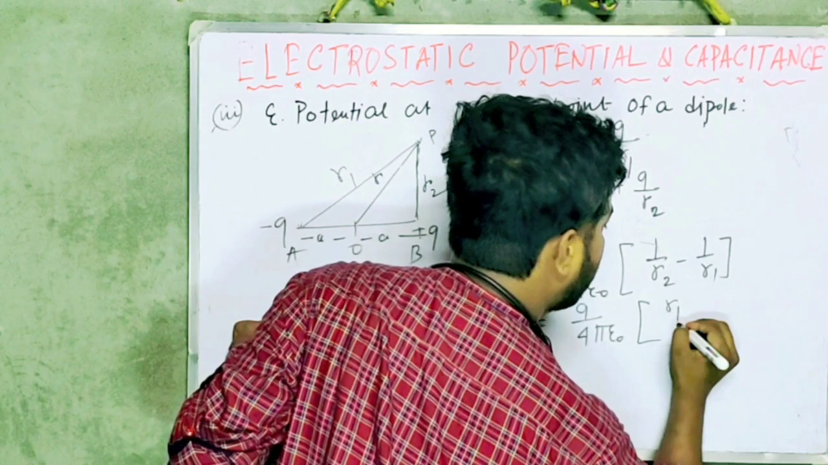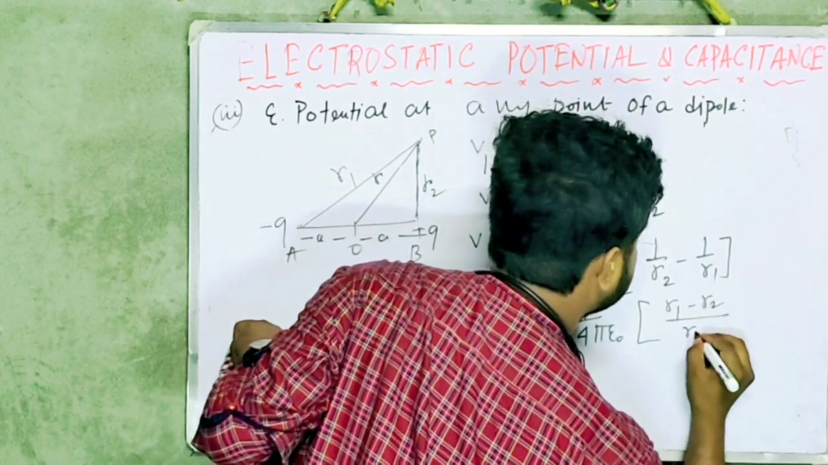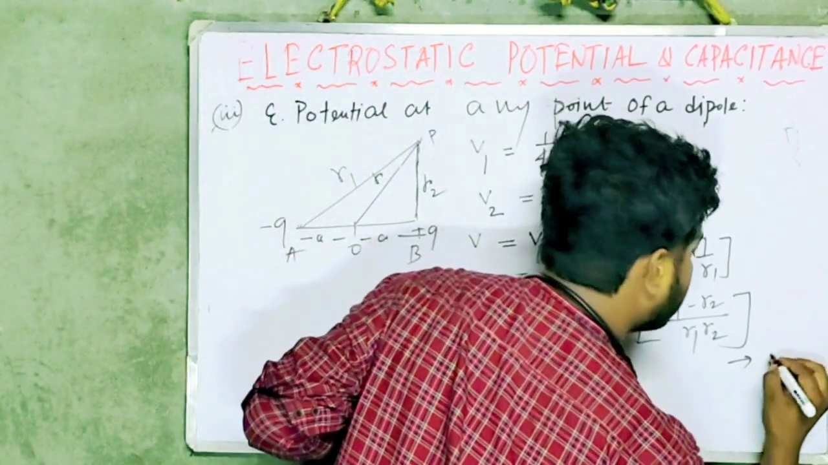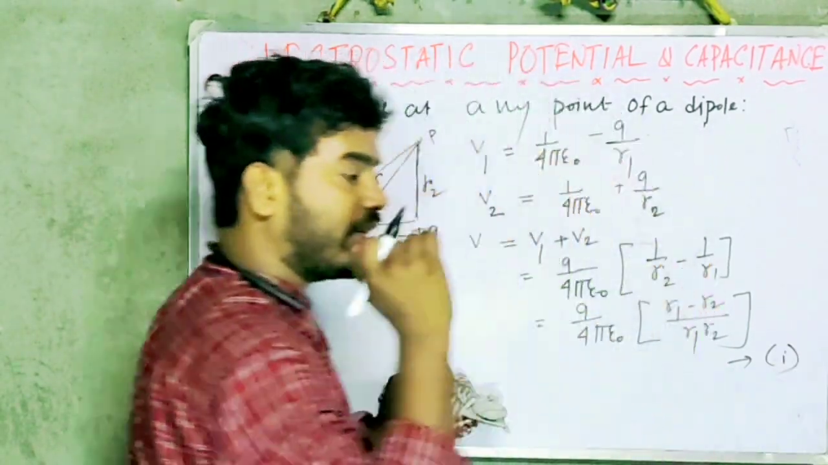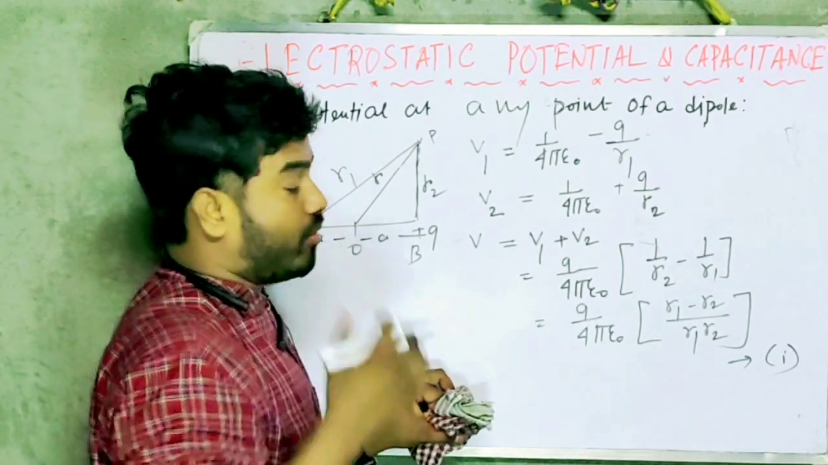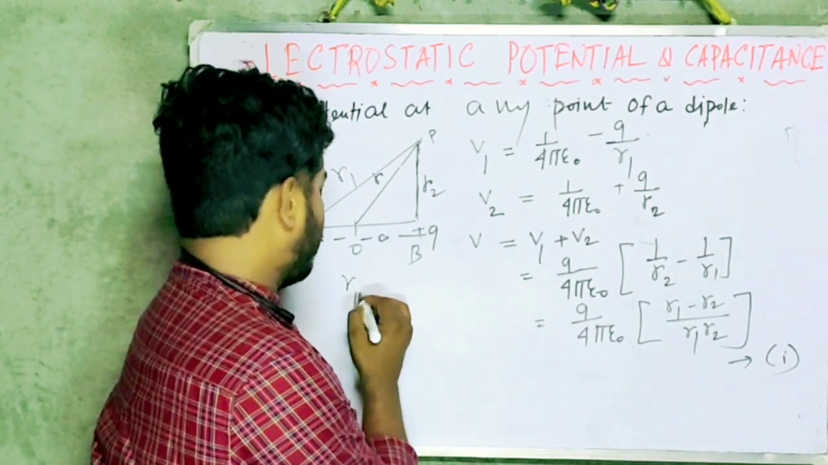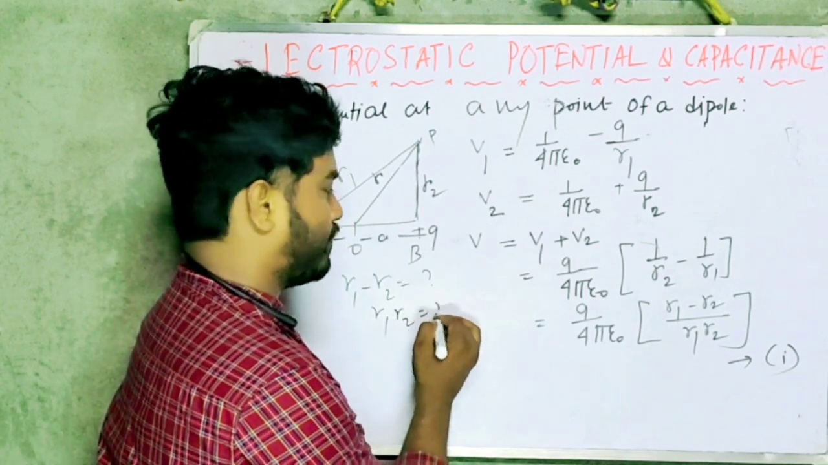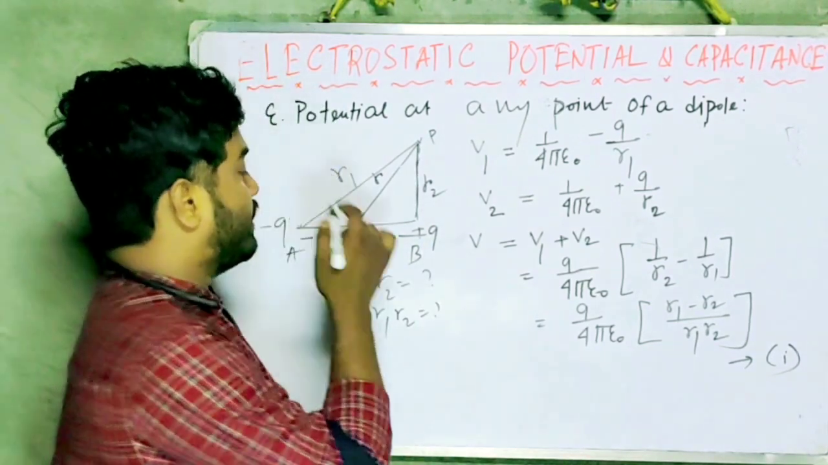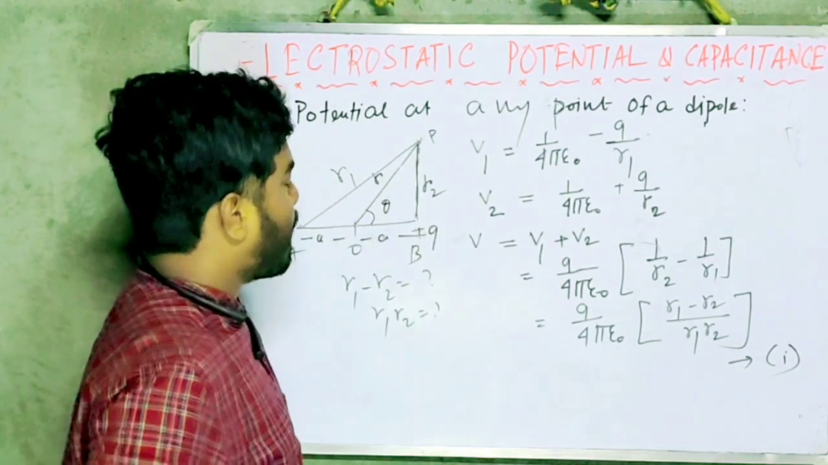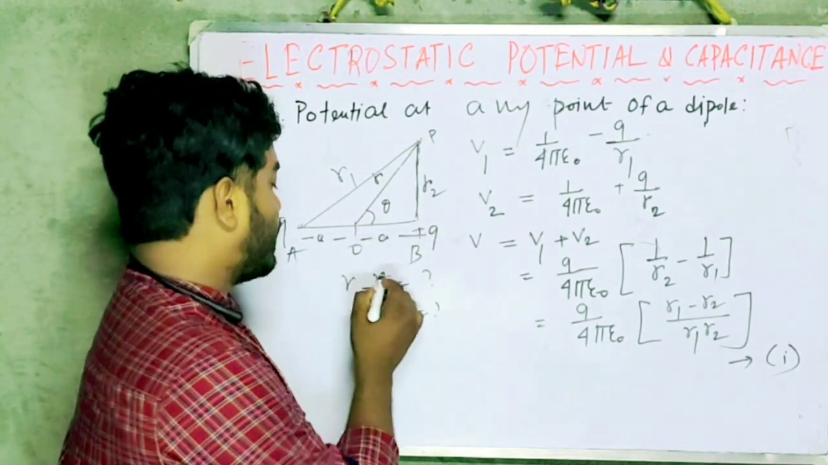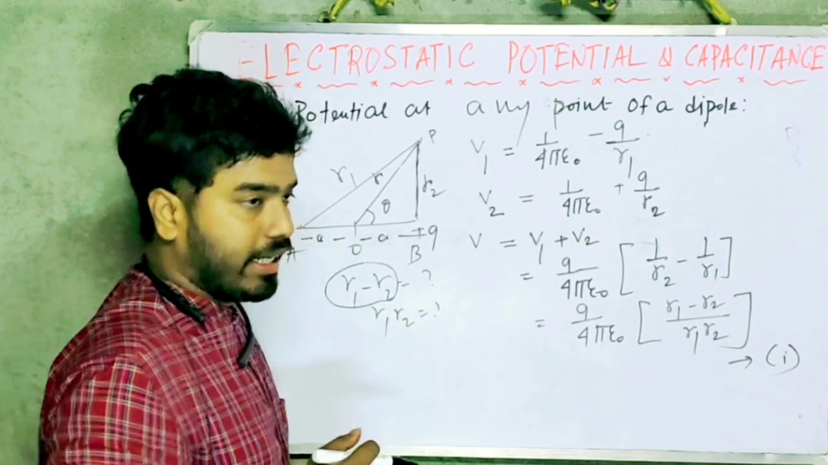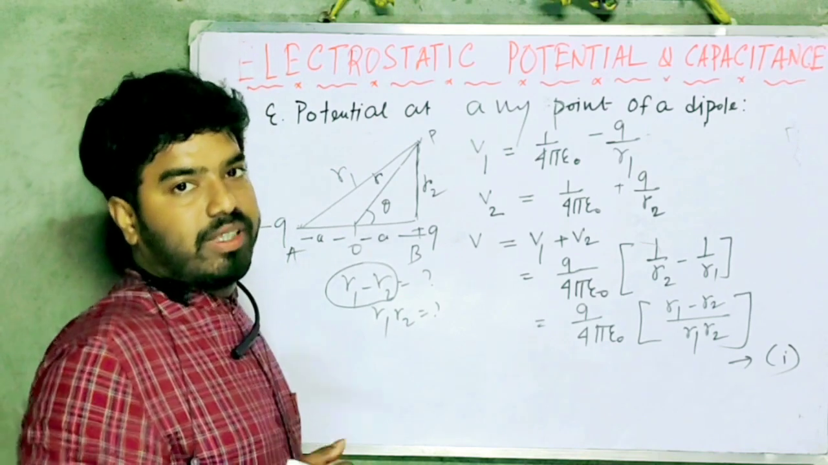This one is R1 minus R2 and this one is R1 R2. Up to this portion, very easy. Now we have to calculate R1 minus R2 value and R1 R2. Okay, let's check it. Suppose here angle is theta. To calculate R1 minus R2, that is the difference between two position vectors, we have to know the path difference.